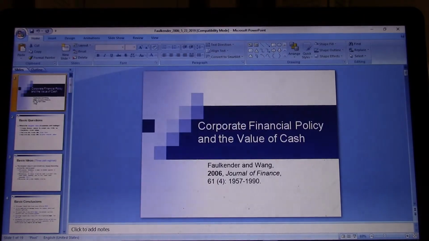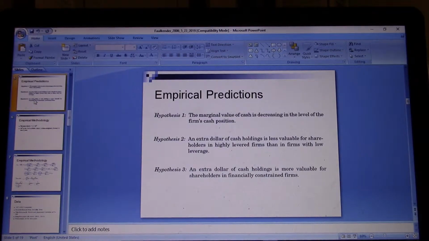This paper is studying cash values, considering firms with financial constraints as compared with firms without financial constraints, and how much the cash values are. There are three hypotheses. The first one is that the marginal value of cash is decreasing with the cash position of the firm. The second hypothesis is that in highly levered firms, cash is less valuable to shareholders. And the third hypothesis is that cash is more valuable to financially constrained firms. So these are the hypotheses.